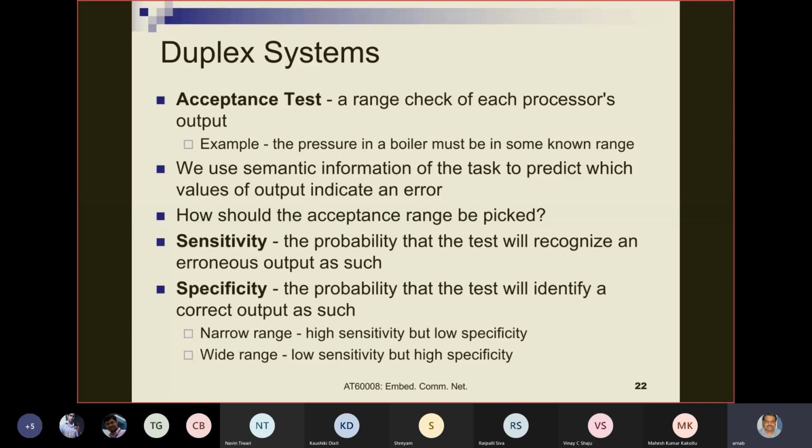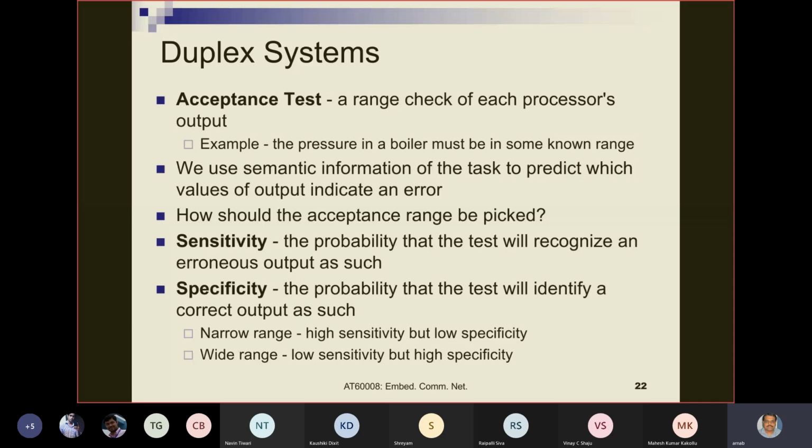However, when the range is small, specificity reduces. What is specificity? The probability that the acceptance test will identify a correct output as such. Specificity tells me the probability that the acceptance test will be able to correctly identify a correct output.